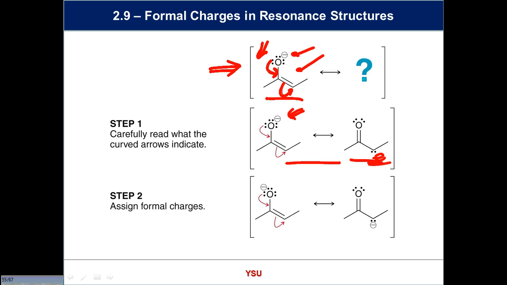You need to put a negative charge there because you need to balance it. It needs to be the same charge on the left and the right. And that's shown at the bottom. And there you have 2 valid resonance structures for that species. This is the way to do it.